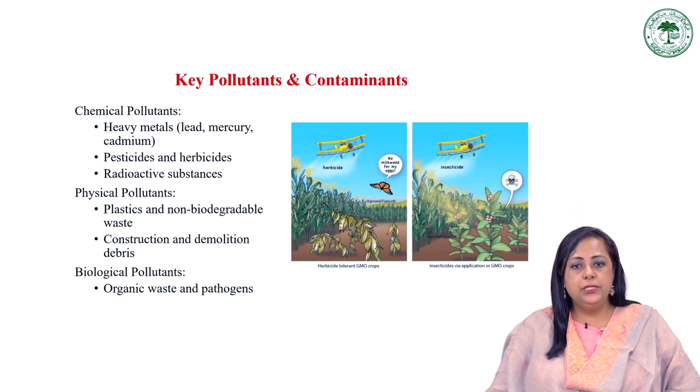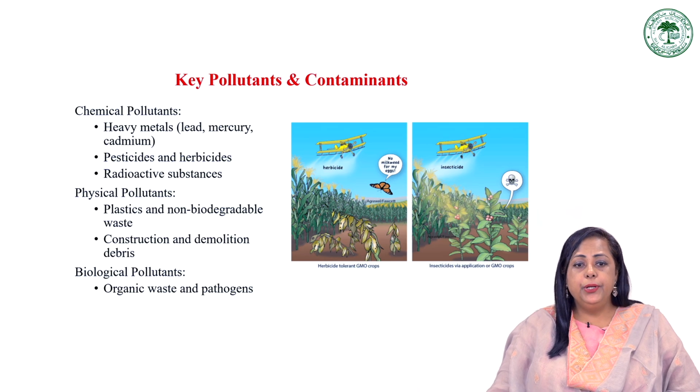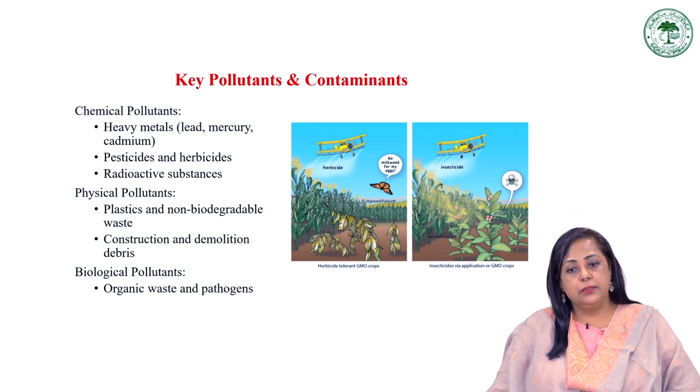Key contaminants that contribute to land pollution can be categorized into chemical, physical, and biological contamination. Chemical pollutants include heavy metals like lead, mercury, and cadmium, along with pesticides and even radioactive substances. Physical pollutants consist of non-biodegradable waste such as plastics and construction debris, while biological pollutants include organic waste and pathogens. Each of these factors plays a distinct role in degrading soil quality and overall land health. So, chemical pollutants: heavy metals like mercury and cadmium, pesticides and herbicides, radioactive substances. Physical pollutants: plastics and non-biodegradable waste, construction and demolition debris. Biological pollutants: organic waste and pathogens.